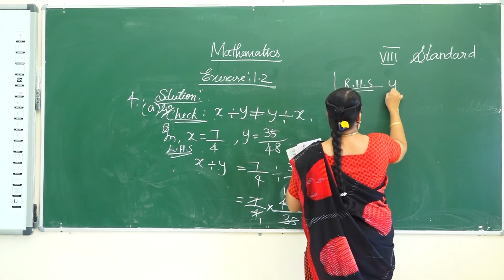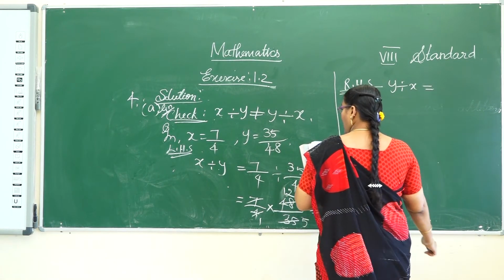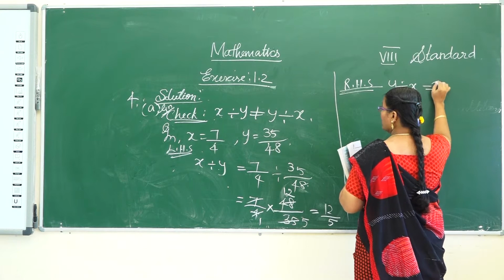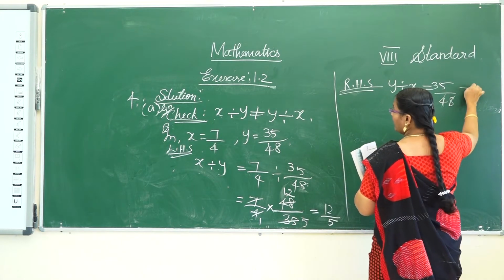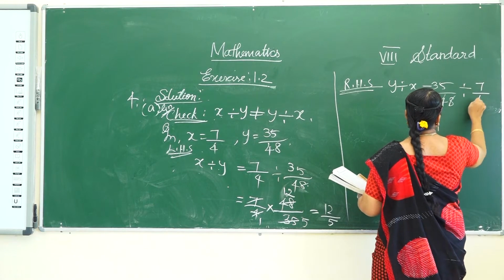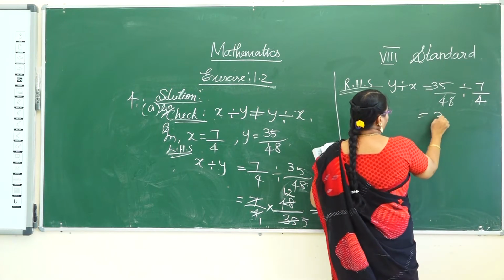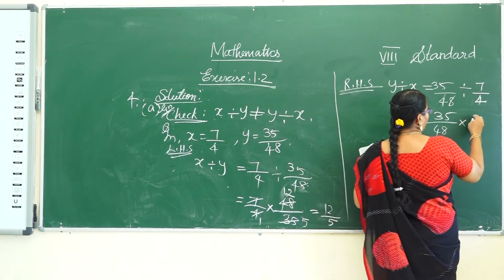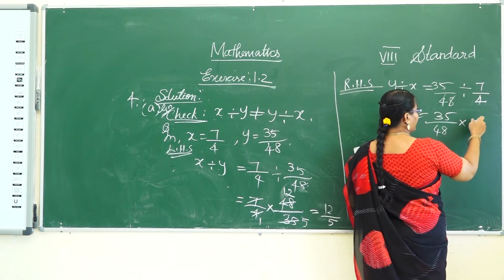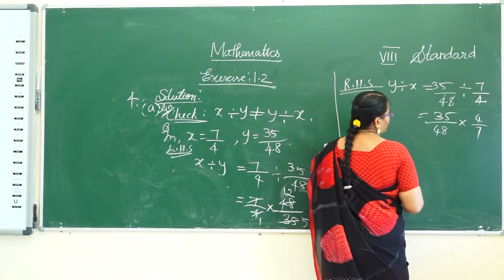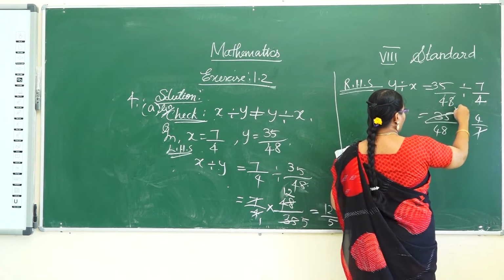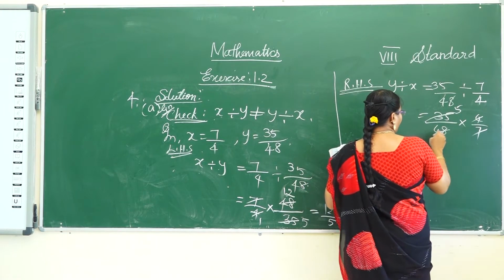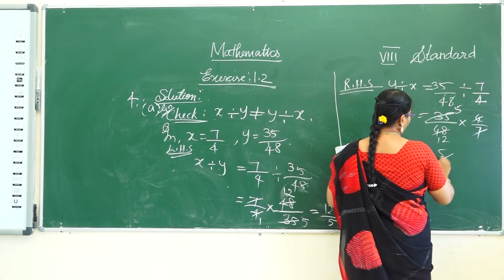Right hand side, y divided by x is equal to y value, 35 by 48, divided by x value, 7 by 4. As usual, for division of a rational number, change the operation and write the reciprocal of the second rational number, which is 4 by 7. It also cancels: in the 5 table, 7 table, 5 times 7 is 35; 4 table, 4 ones are 4, 4 twos are 8. So the answer is 5 by 12.